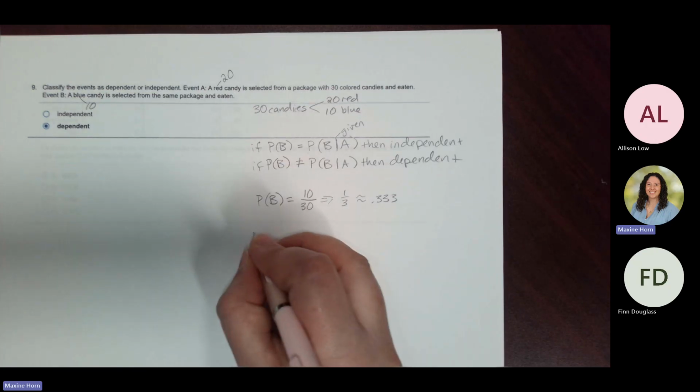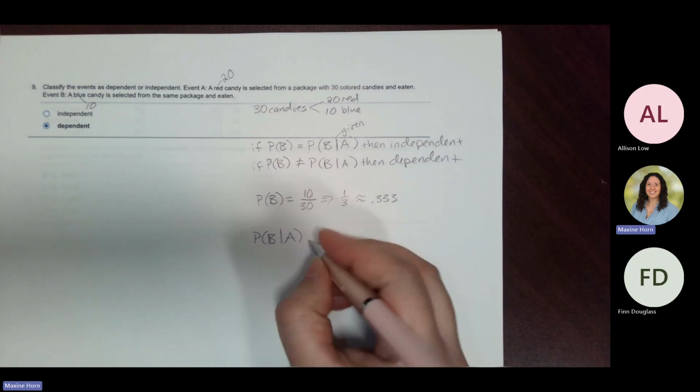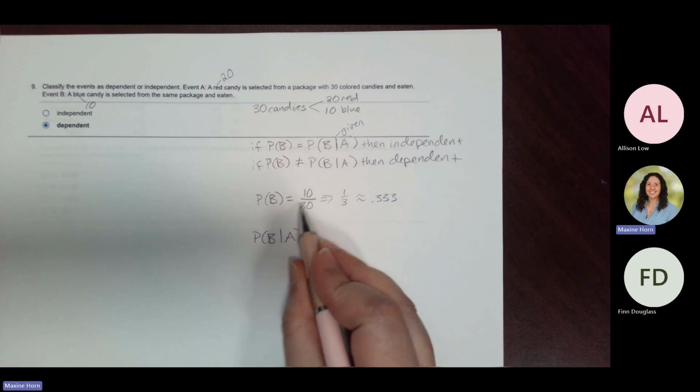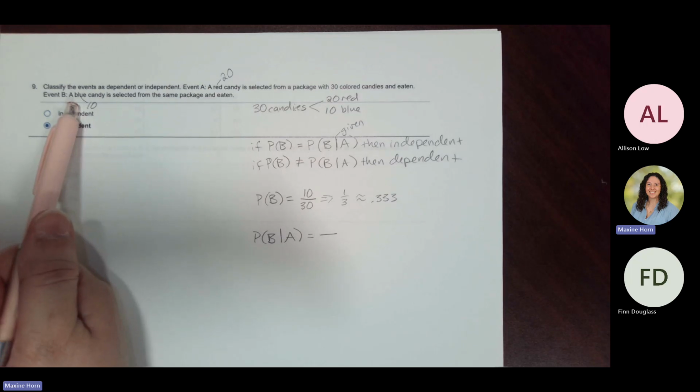So now let's talk about what is the probability of B given A, right? So we're going to start with event A having happened, and then we'll calculate if after event A happens, then B happens. Okay, so I've got a package. I'm going to call it a bowl. I've poured them into a bowl. I've got a bowl of 30 pieces of candy. I'm going to fish out a red piece, and I'm going to eat it. My denominator is no longer 30. I don't have 30 candies anymore. When I go to pull a blue candy, I don't have 30 candies to choose from.